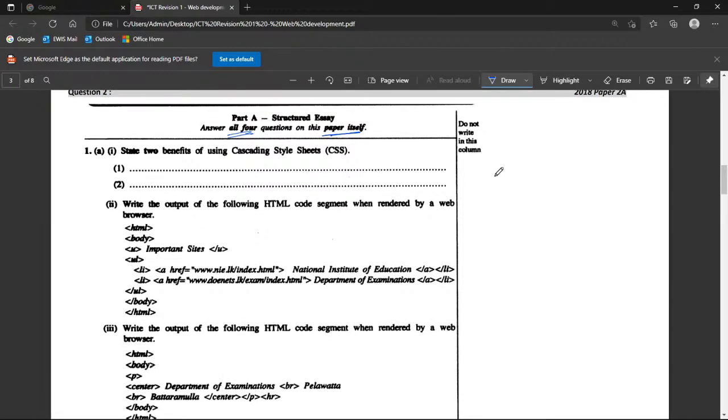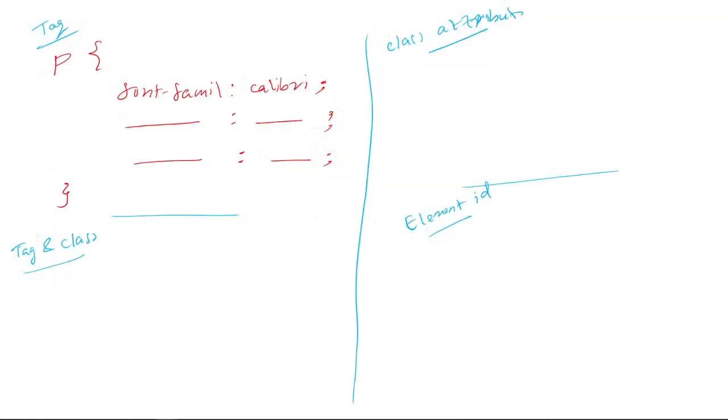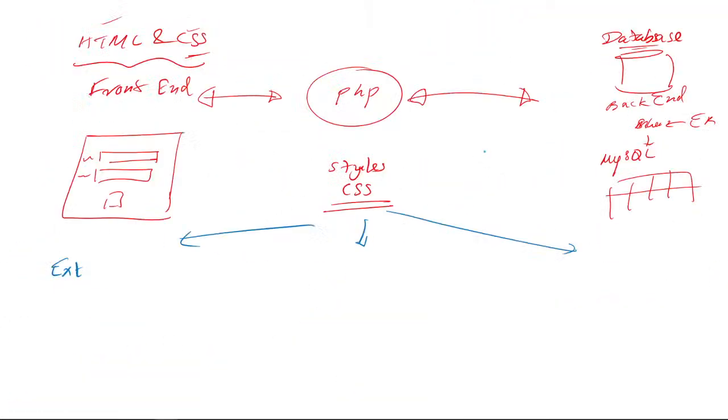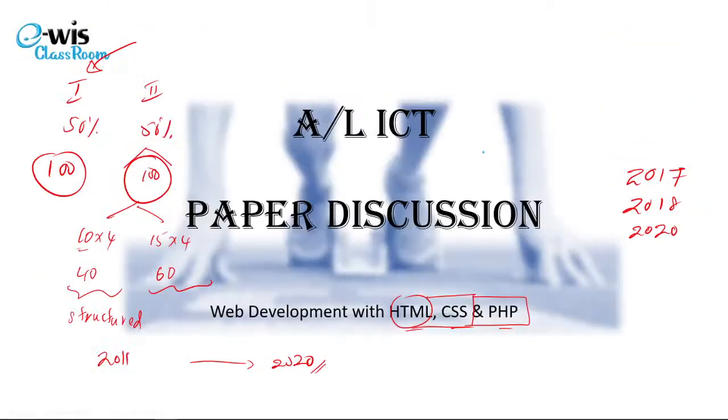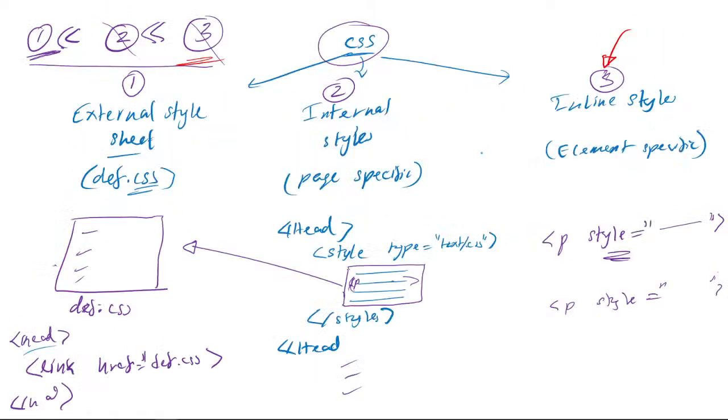So we'll see, back again about the CSS. State 2 benefits of using cascading style sheets. So, benefits of using CSS. There are a lot of answers that you can write for this. At the beginning of this particular session, we mentioned a few. I didn't write anything, but when I was writing the things here, I said a lot, right?